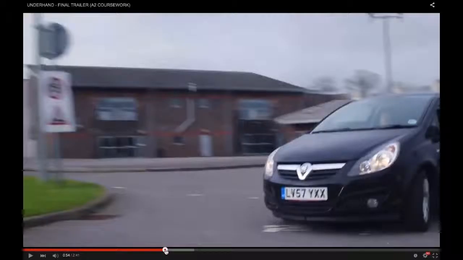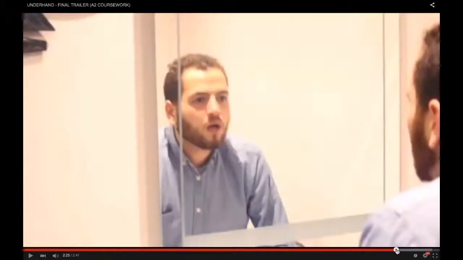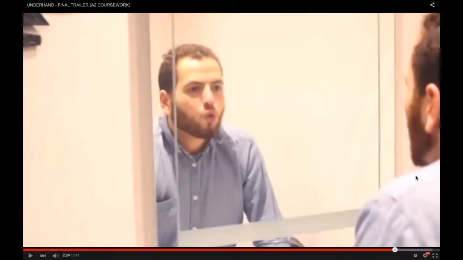Moving on, another convention is reflections, and you can clearly see that towards the end of the trailer, where you see the character here shouting into the mirror, "What am I doing?" And this way it symbolises how he's reflecting on himself and his actions and suggesting that he's been immoral, he's done something bad, and he's now questioning himself.